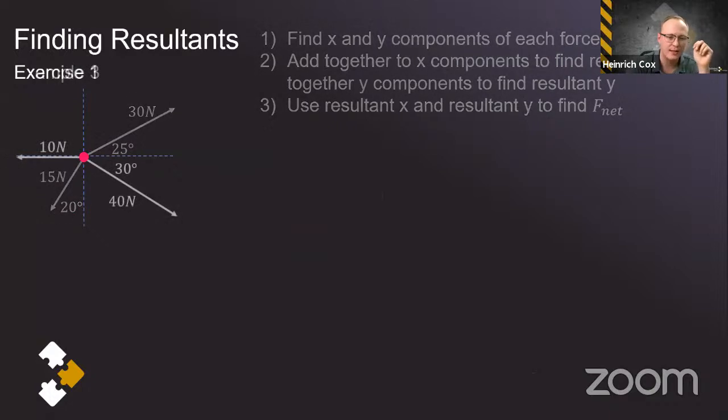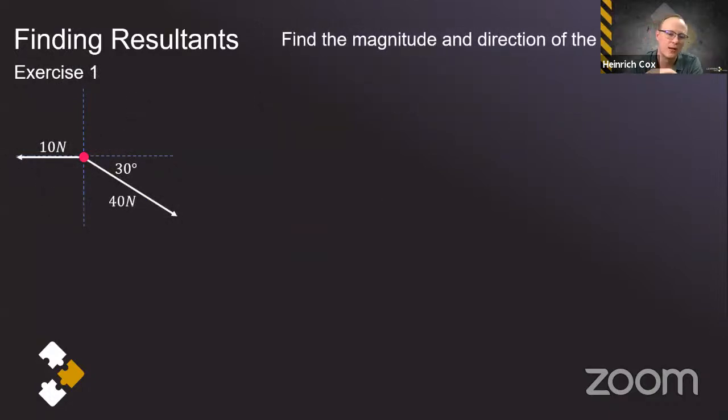Okay, so now it is going to be your turn. You've got that diagram there, 10 newtons to the right, and then 40 newtons down to the bottom there. See if you can go find the direction and the magnitude of the resultant vector. Okay, giving you 5 minutes.